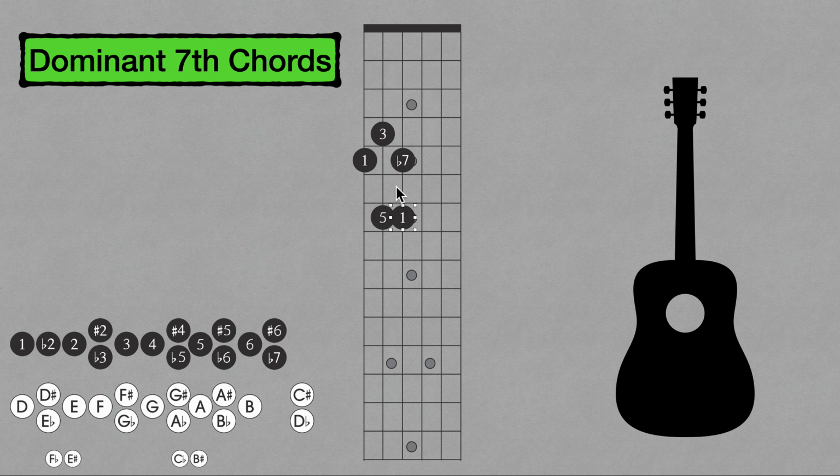Now we see that the next interval is a minor third, and we can see that we have one here between the 5 and the flat 7. That's a minor third. And then of course the major third happens between the 1 and the 3, and then the perfect fourth is the next interval, and it happens from the 5 to the 1.